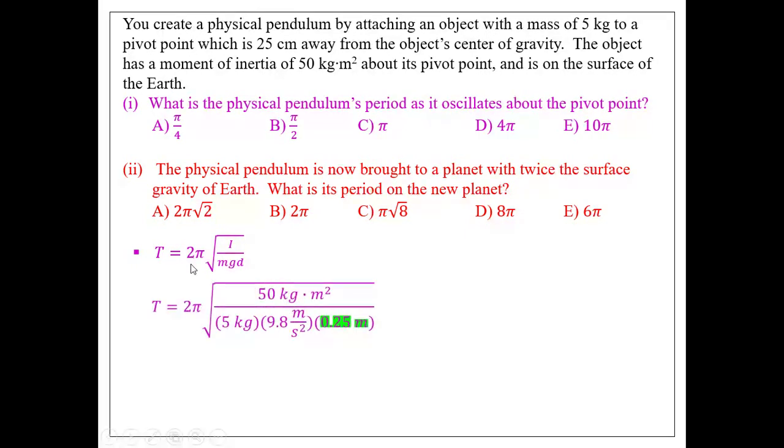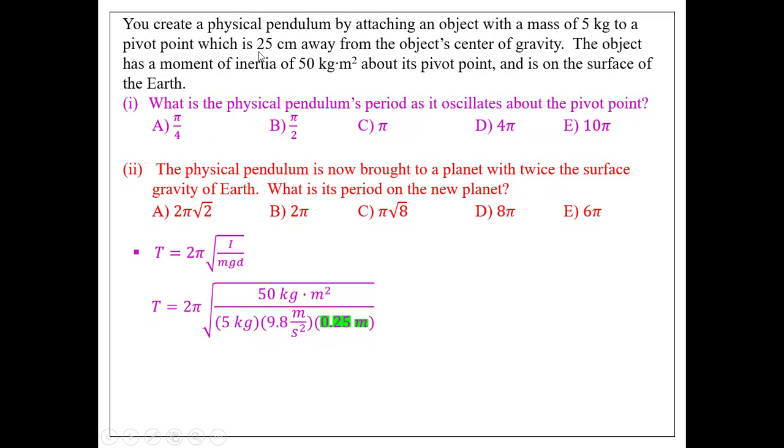So I'm just going to carry down the 2 pi. I is given as 50. The mass of the system is given as 5. And then gravity on Earth at the surface is 9.8. And I highlighted this because I converted 25 centimeters to meters, because acceleration due to gravity, if you use 9.8, is in meters per second squared. And also the moment of inertia is given in kilogram times meters squared. So make sure you pay attention to units here.